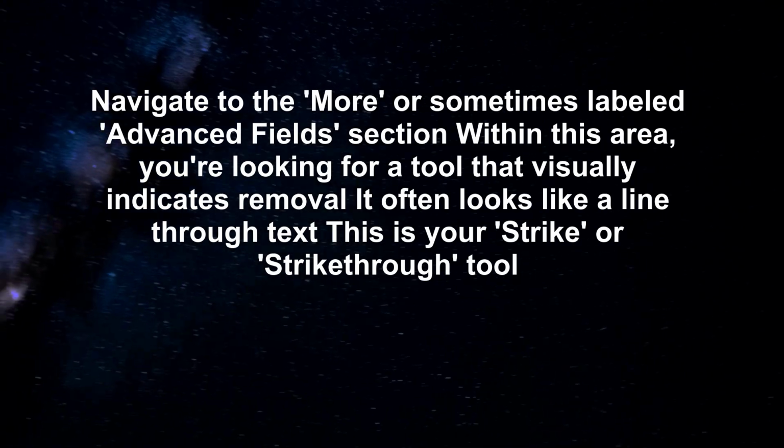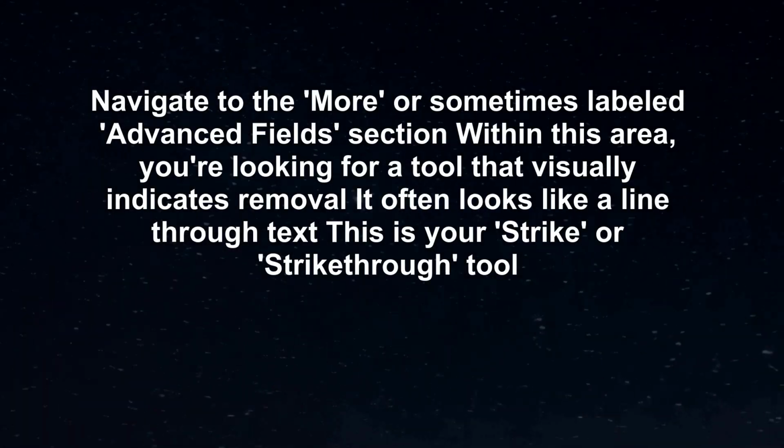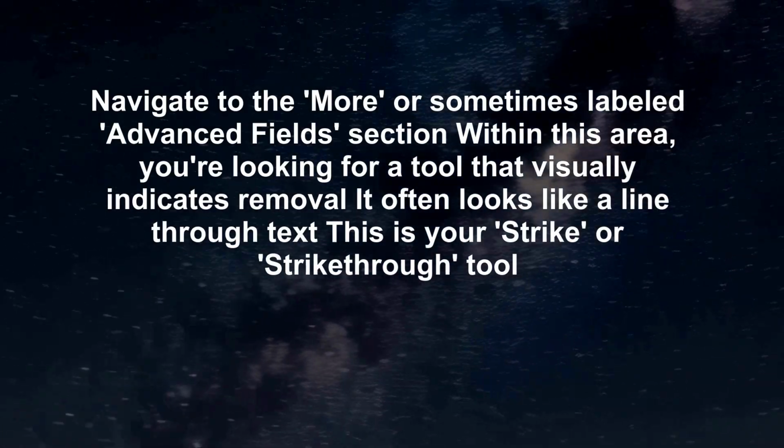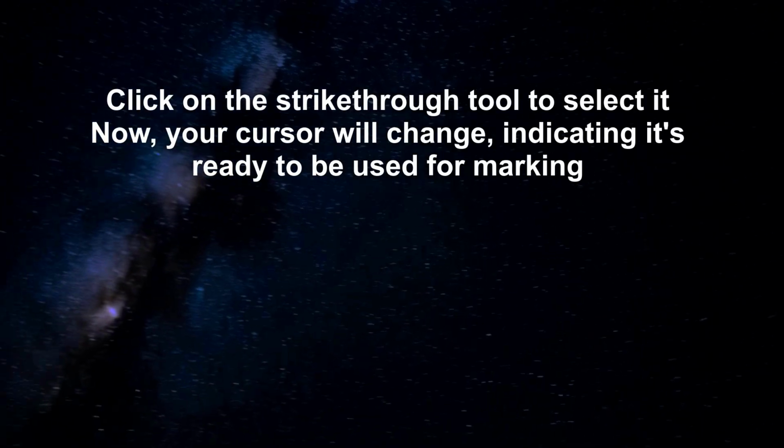Navigate to the More, or sometimes labeled, Advanced Fields section within this area. You're looking for a tool that visually indicates removal. It often looks like a line through text. This is your Strike or Strikethrough tool. Click on the Strikethrough tool to select it now. Your cursor will change, indicating it's ready to be used for marking.